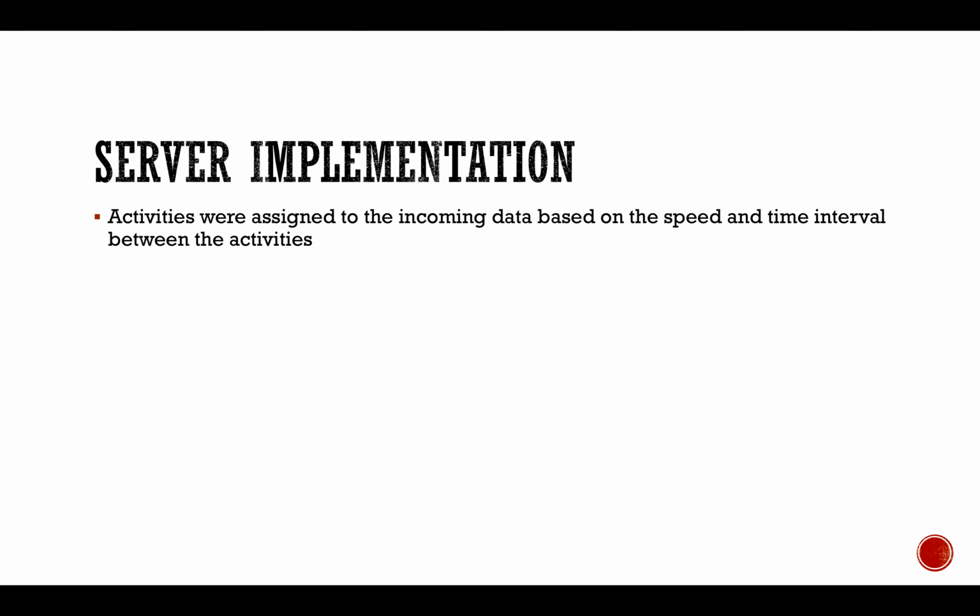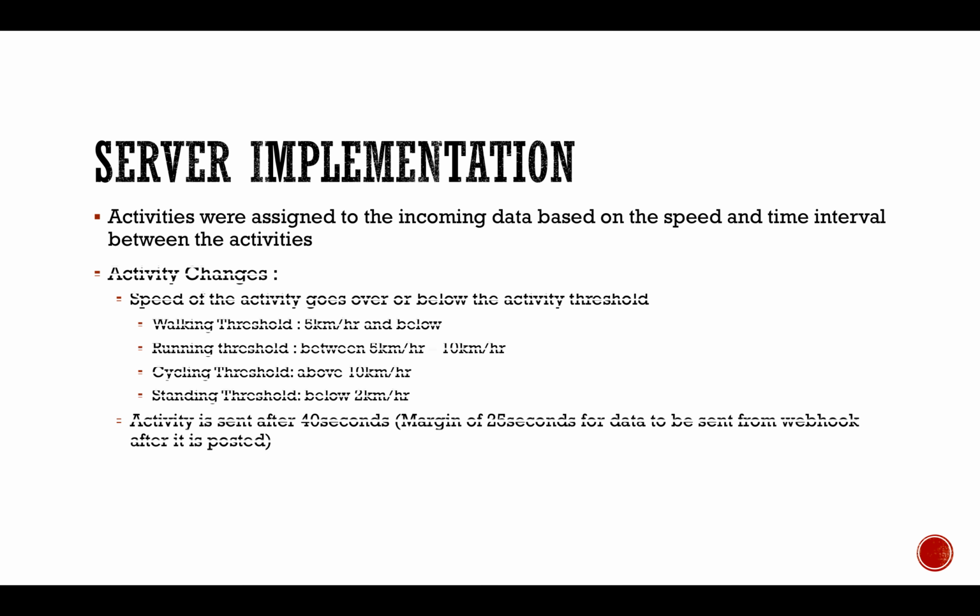So we separate out the activities based on the speed and the time interval between the activities that we get from the Photon device. We have implemented the server such that two consecutive activities will be considered different only if, A, the speed of the activity goes over a certain threshold that is set for an activity type, or B, if the time interval between the activities is more than 40 seconds.